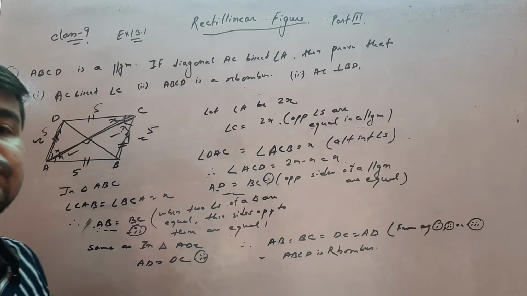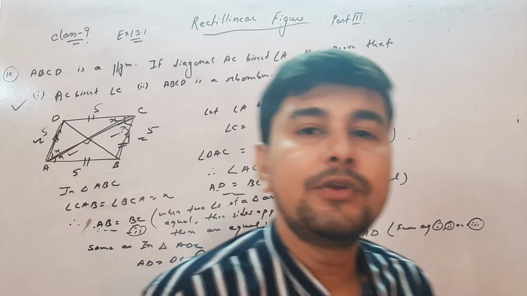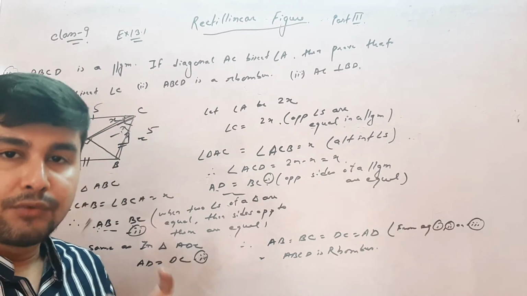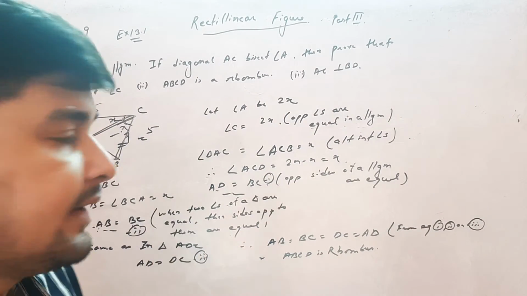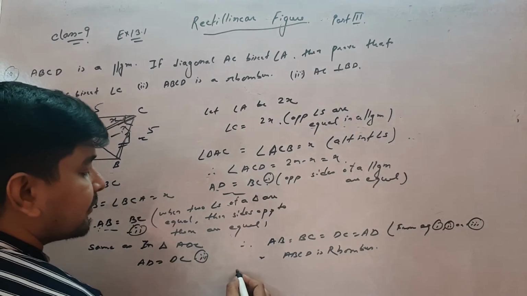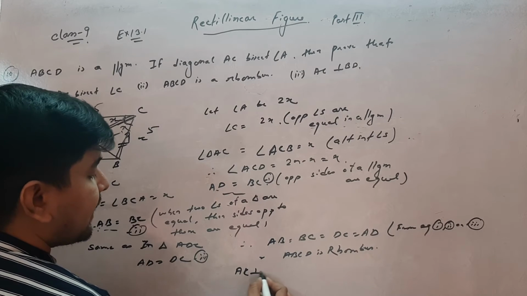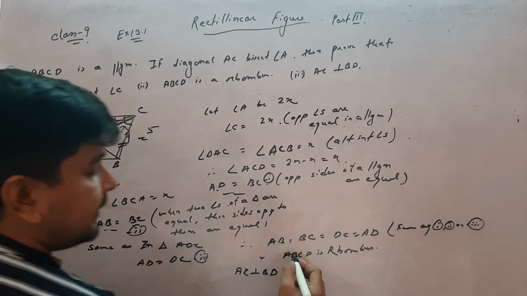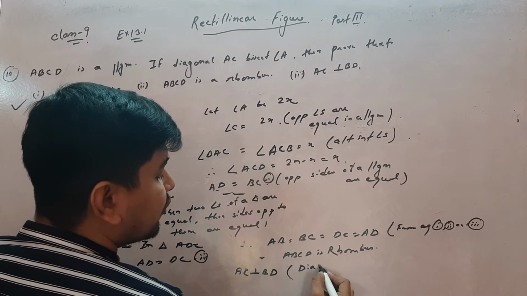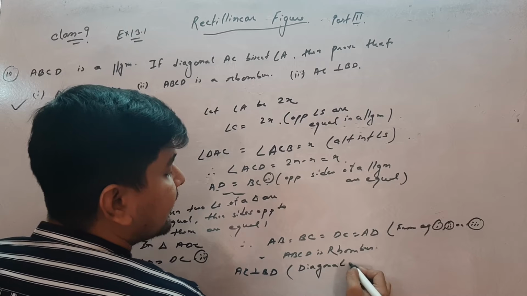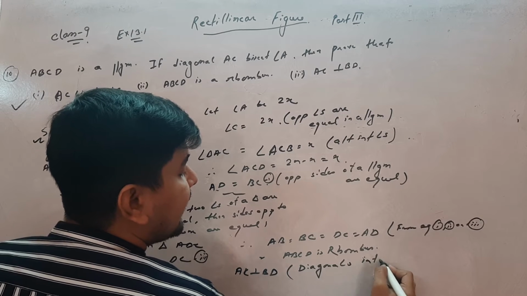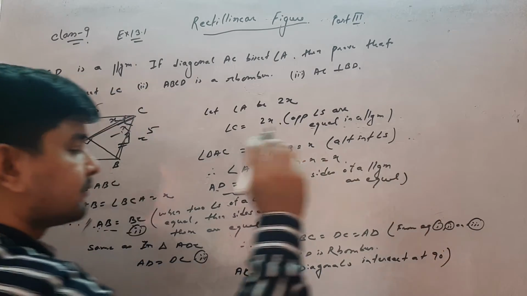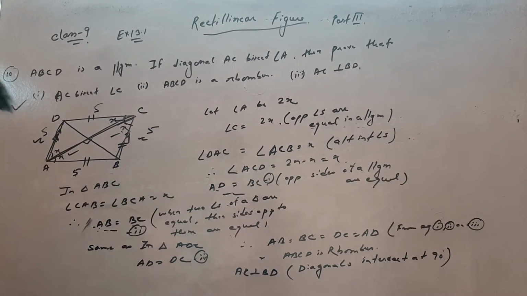Done. In part 1 video of rectilinear figure, you saw the features of the rhombus, that diagonals of a rhombus intersect at 90 degrees. So you clearly mention that property: AC perpendicular to BD. Diagonals of a rhombus intersect at 90 degrees. Clear? Note it down.